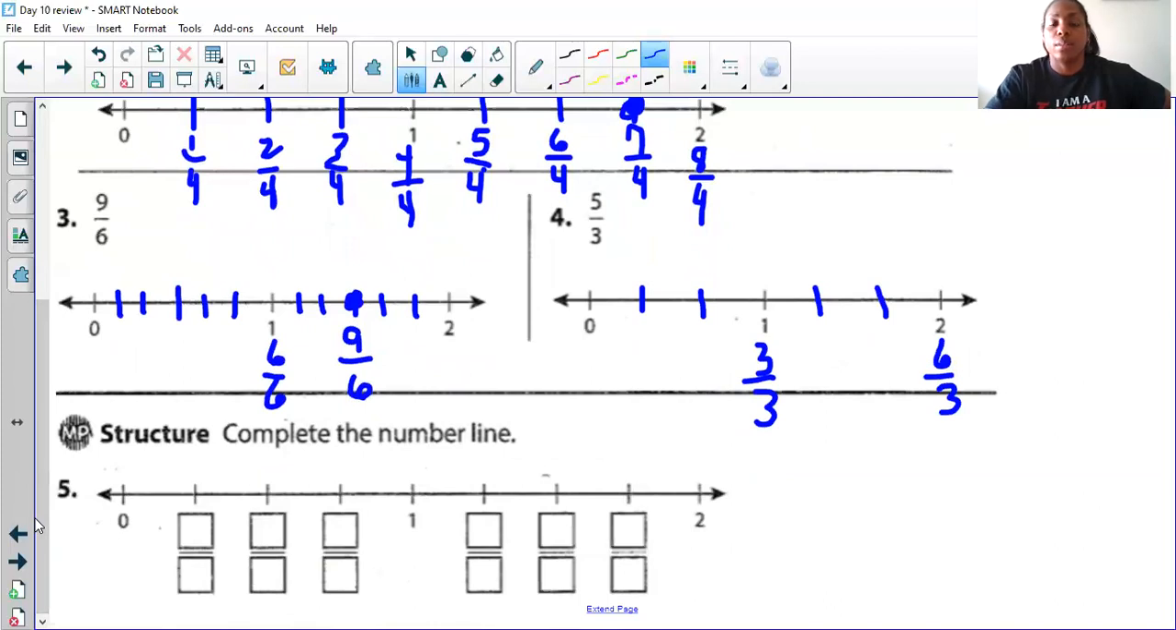All right. So your answer for number 4 should have been right here. You should have been able to plot 5/3 right there. Awesome. Let's take a look at question number 5.